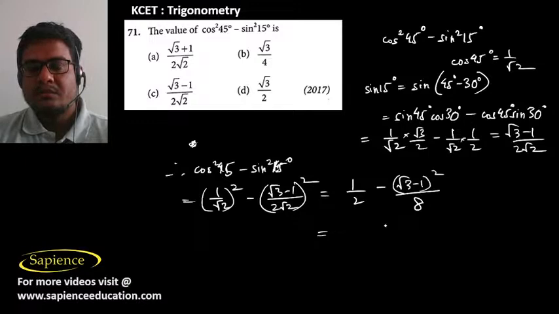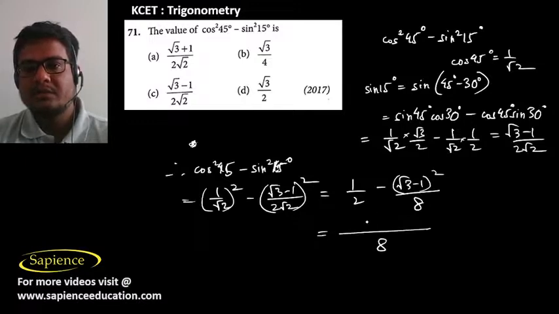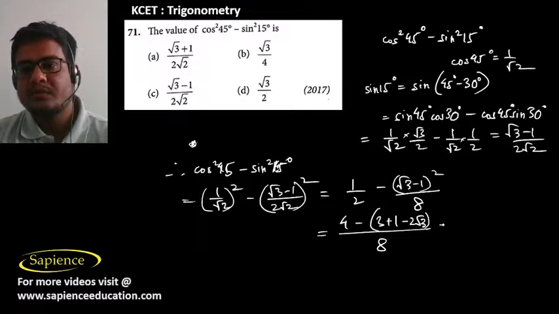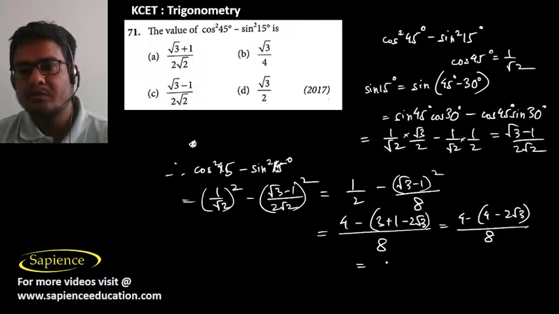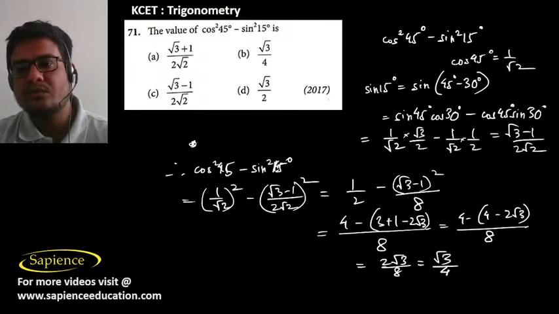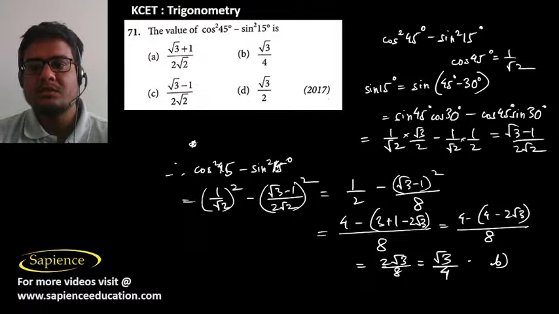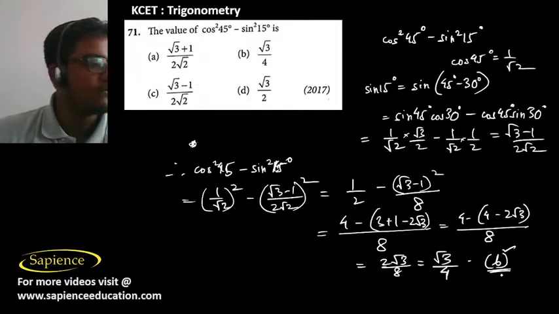So the LCM will be 8, and this will become 2 4s are 8, 4 minus 3 plus 1 minus 2 root 3, by 8. So this will be 4 minus 4 minus 2 root 3 by 8. So this 4 minus 4 will cancel out, and minus of minus is plus. So 2 root 3 by 8, that is root 3 by 4. So root 3 by 4 is the answer. So option B is the correct answer.